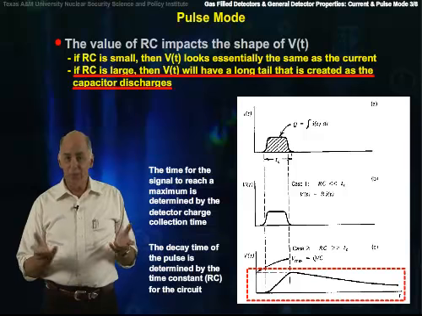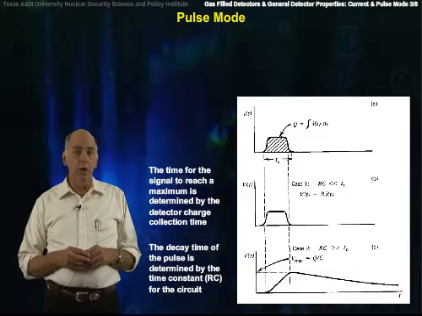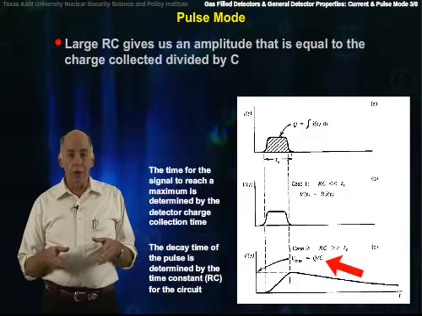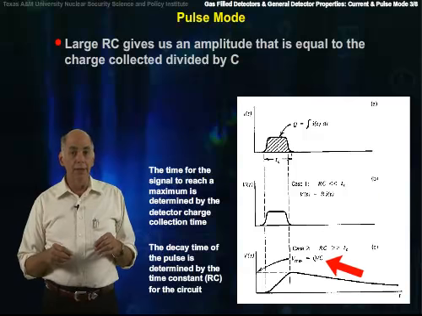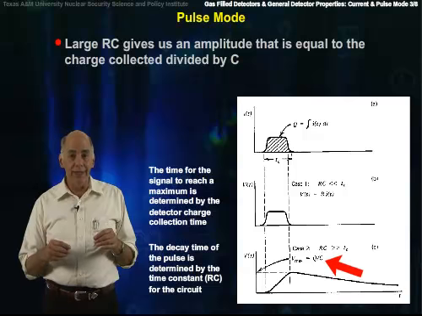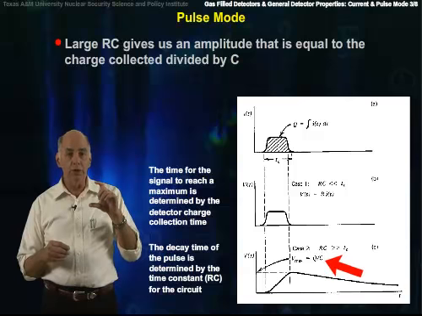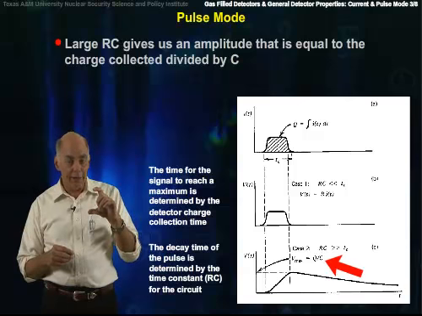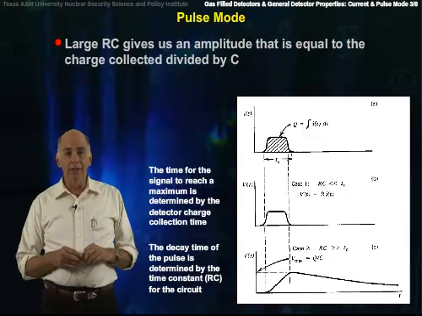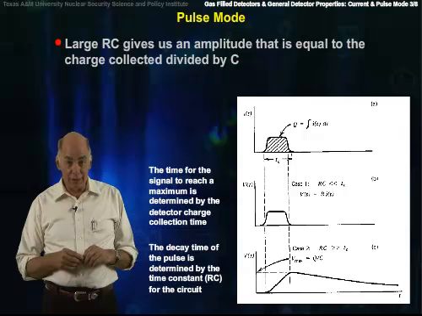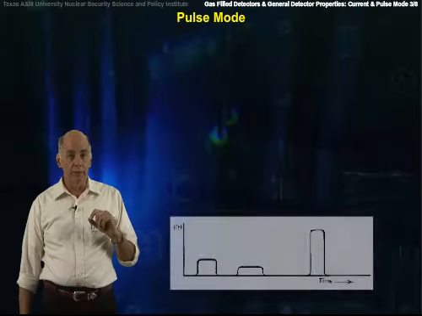At first, you might think this would be a crummy way to go, but it turns out this is exactly what we do. We almost always use a large RC constant because the electronics are much simpler, and the redeeming feature of this whole thing is that the amplitude of the maximum voltage is equal to the total charge collected divided by the capacitance. So instead of having to integrate to get the total charge placed in the detector, we simply measure the maximum voltage of the pulse.